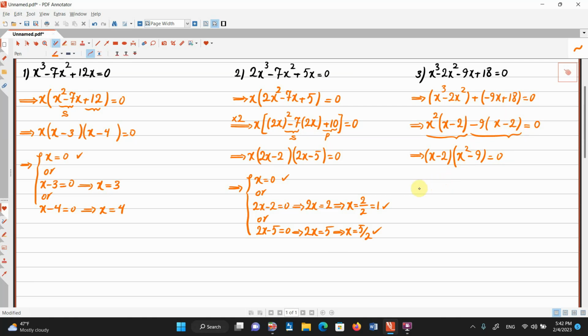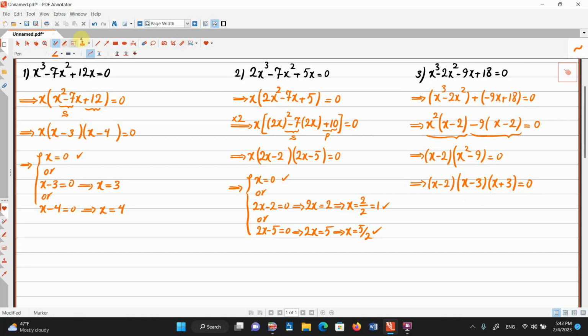And now you can continue factoring one more step. You can say x minus 2 is not factorable, so we are going to write it as it is, but x squared minus 9, using the difference of two squares, is factorable more. It can be written as square root of the first term minus square root of the second term times square root of the first term plus square root of the second term equals 0.